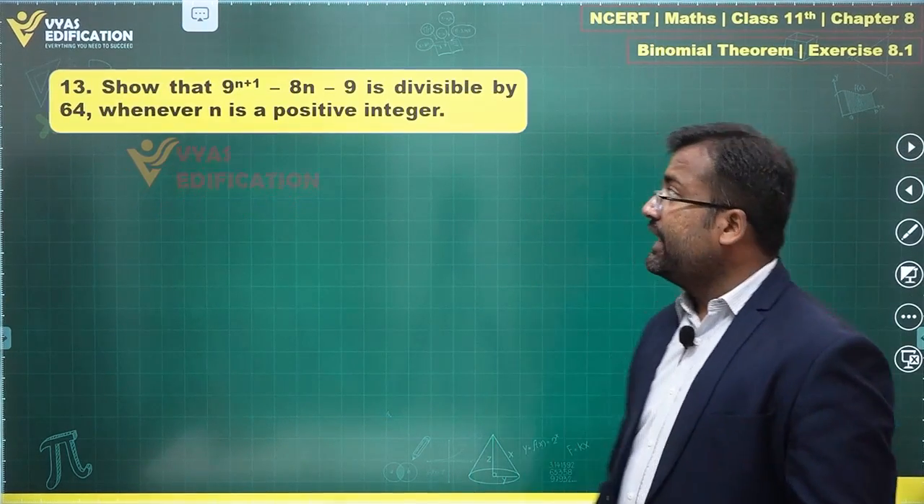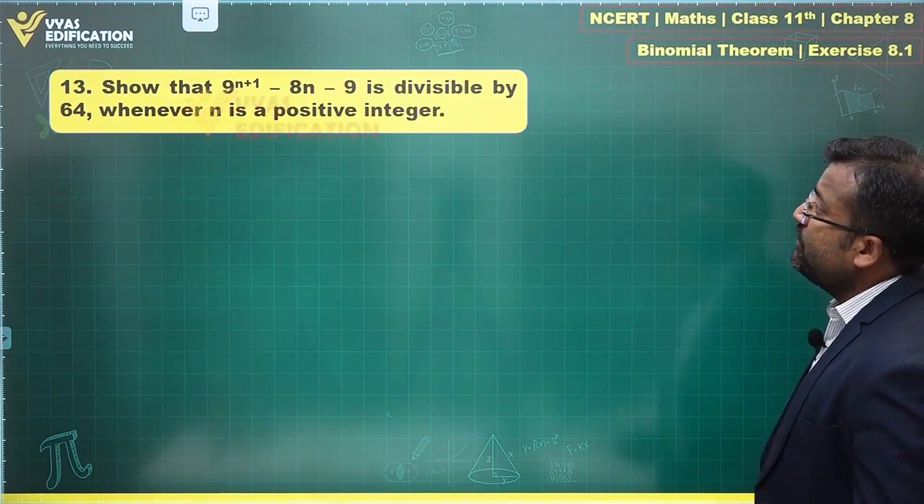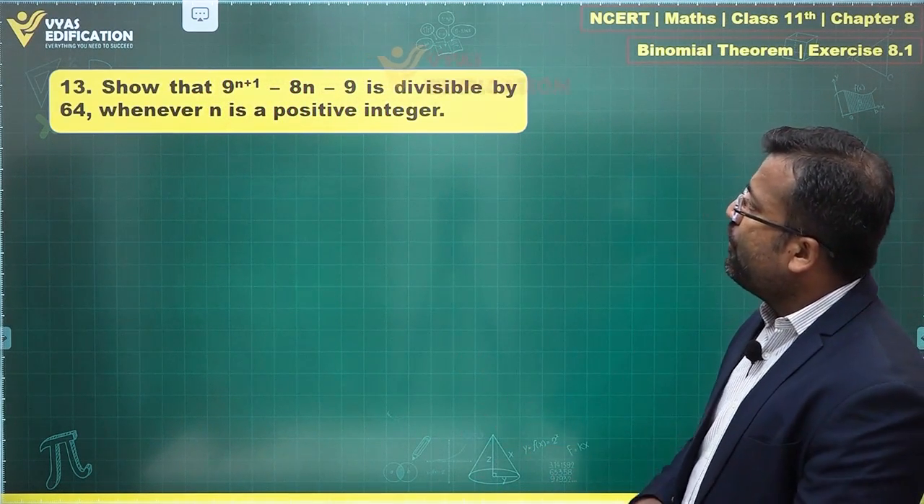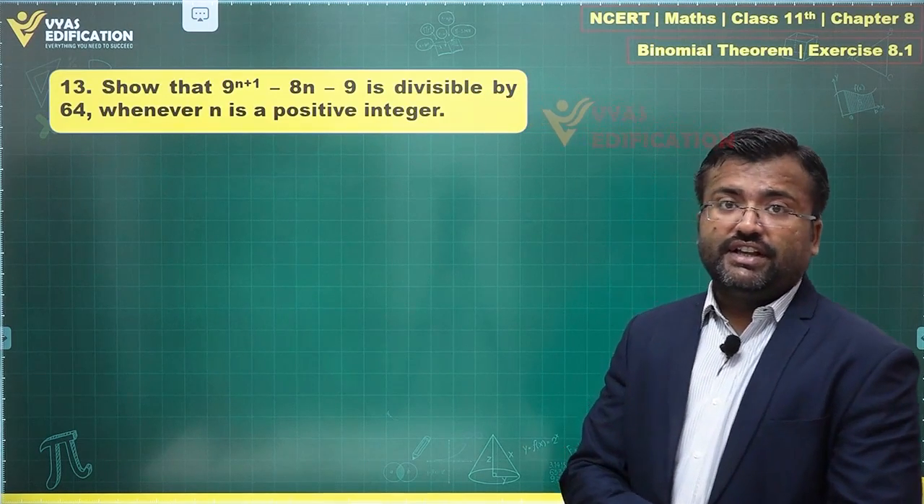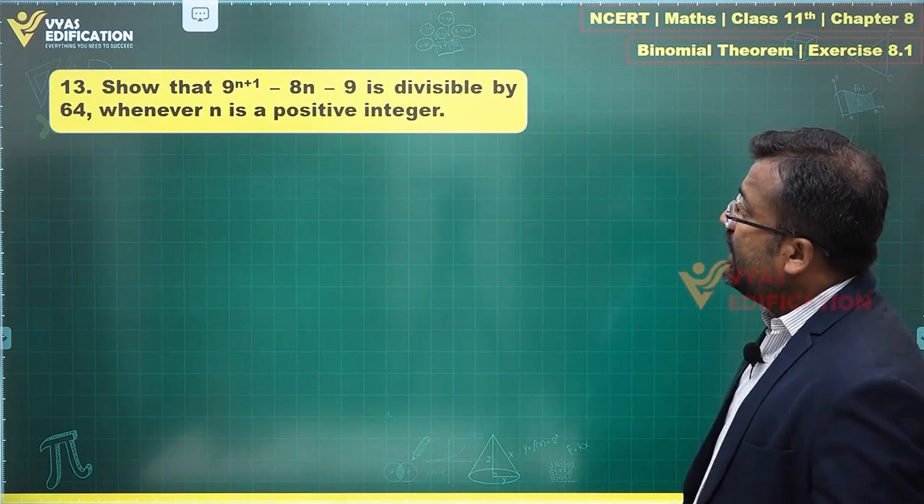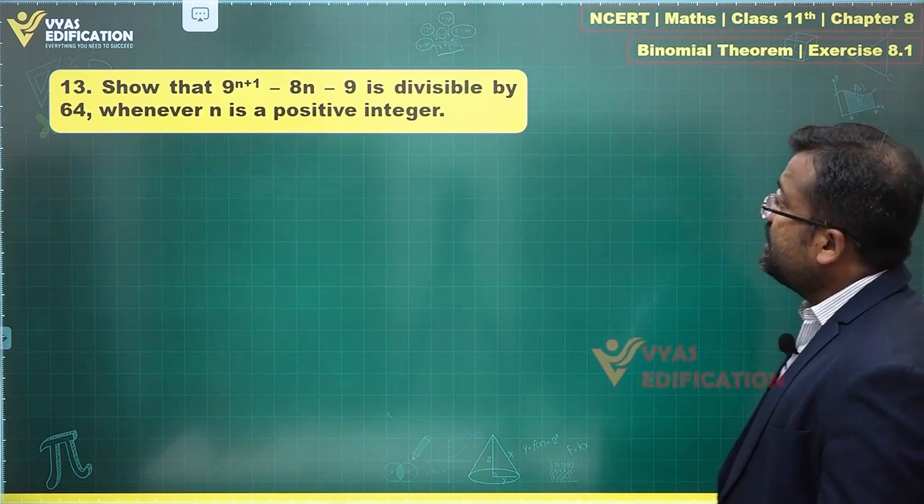Let's discuss this question next. Show that 9 power n plus 1 minus 8n minus 9 is divisible by 64 whenever n is a positive integer. Positive integer would imply n is a natural number basically. Show that 9 power n plus 1 minus 8n minus 9 is divisible by 64.